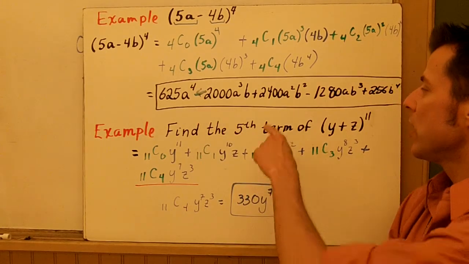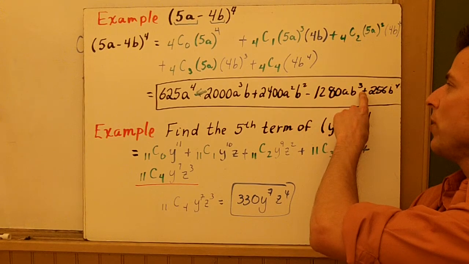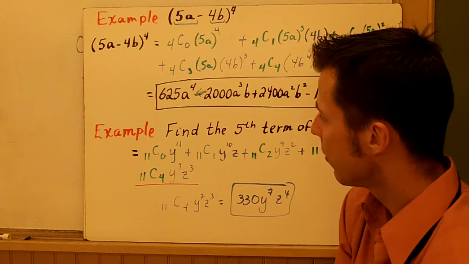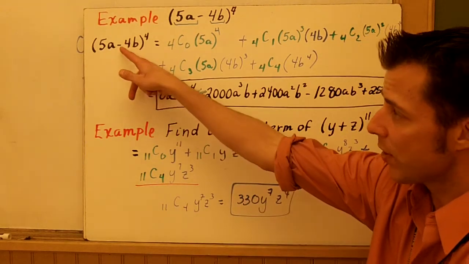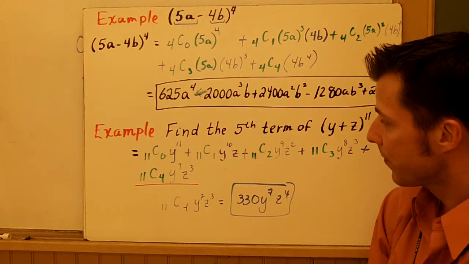Now we get 2400 a squared b squared minus 1280 ab cubed plus 256b to the fourth. So that would be our final result there, and it should be minus. I apologize, I thought it was plus there. It's a minus, so that changes some of these signs in the middle.